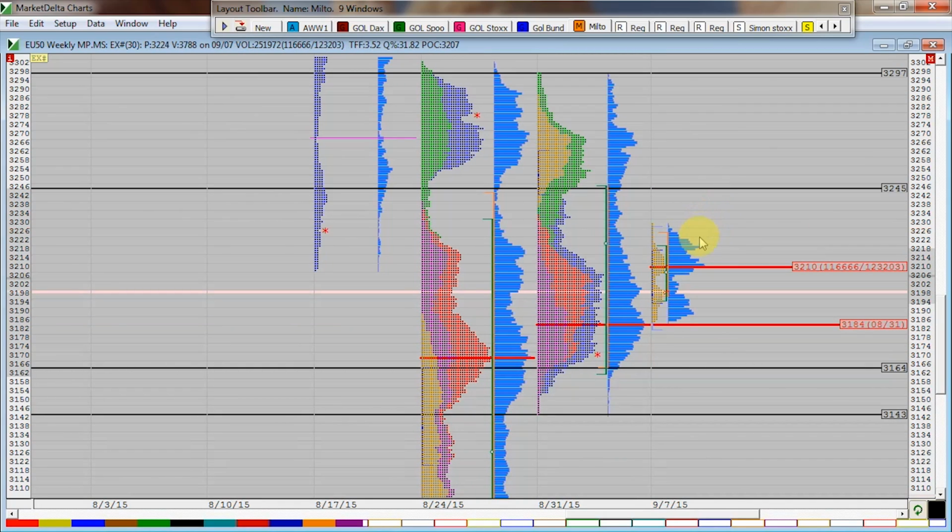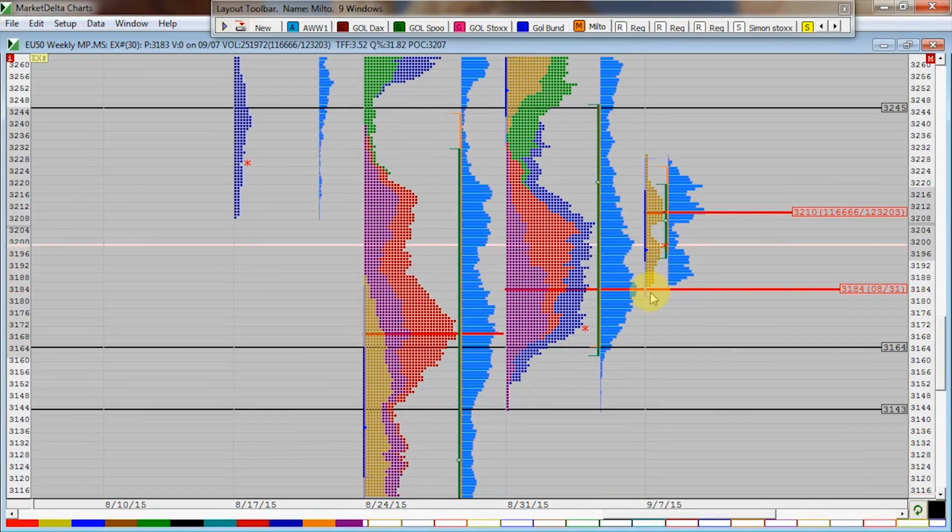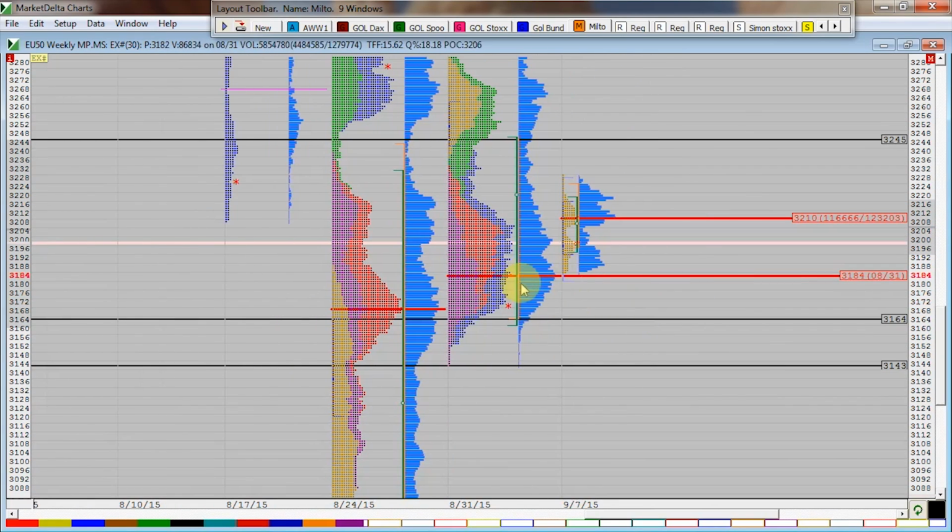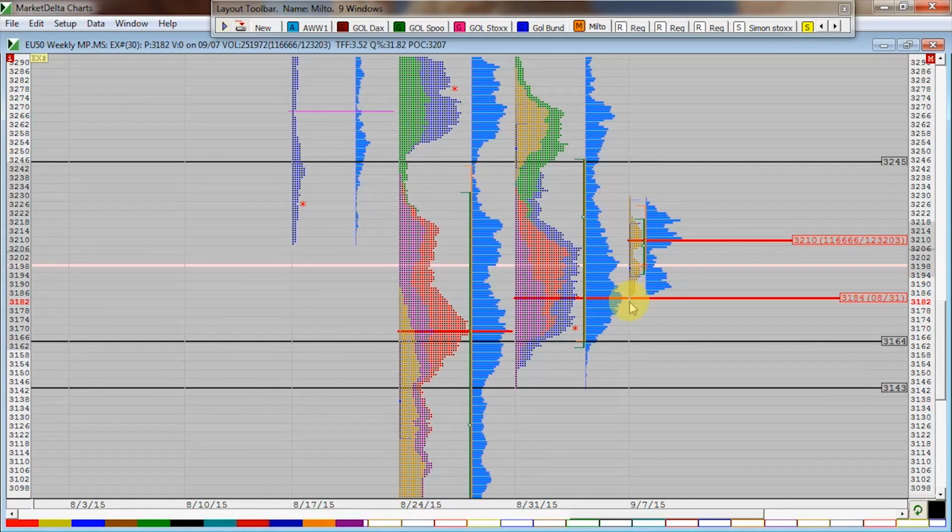Looking for initial volume indications of a move through these areas at 31.64, which is the volume value area low of last week. I think the first port of call to take a look at, we've already held support at these 31.84s, which is last week's VPOC. We haven't quite touched it yet, but I would imagine this is going to be a very, very important first port of call.